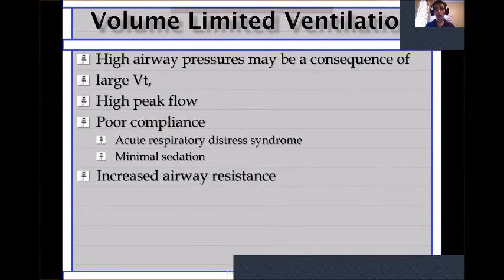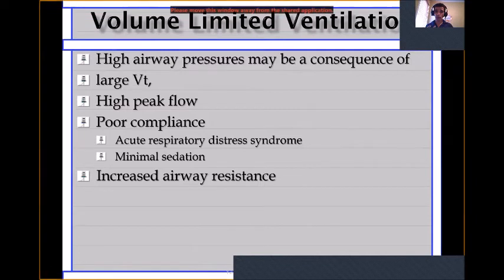Why do you get high airway pressure? Either you are giving a large volume, because remember, volume is flow over time, so you need to give it over a longer period of time, or you are increasing your peak flow, or you have poor compliance, or you have increased airway resistance. All of that will give you high airway pressure.